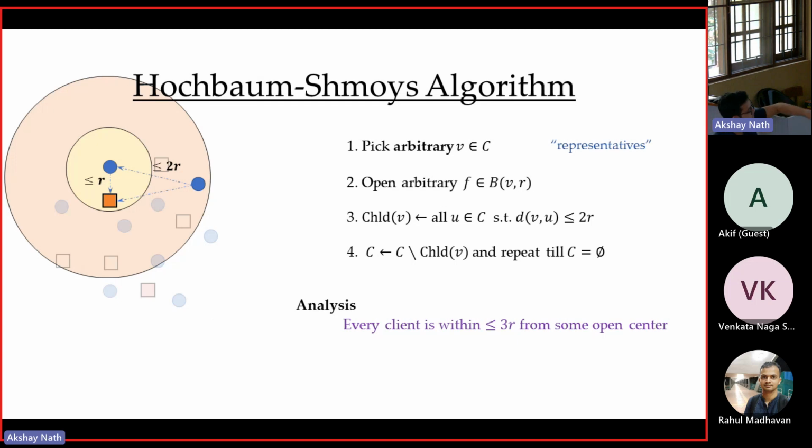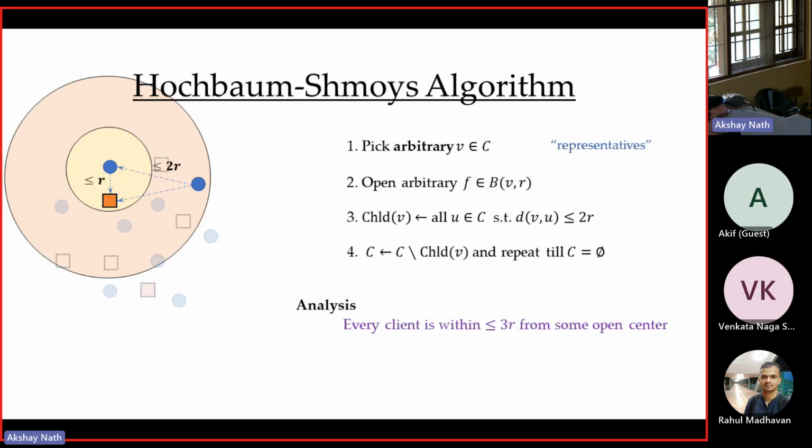Why is that the case? Pick a client like this one here, to the right. That client has been removed at some point as a child of some representative. Let's consider that representative. It is within distance 2R from the representative, and the representative has opened a facility within distance R from itself. So by triangle inequality, that client is within 3R of an open facility. That's the 3 that is going to be there. Clear?